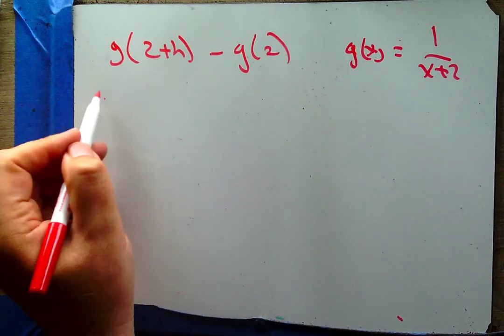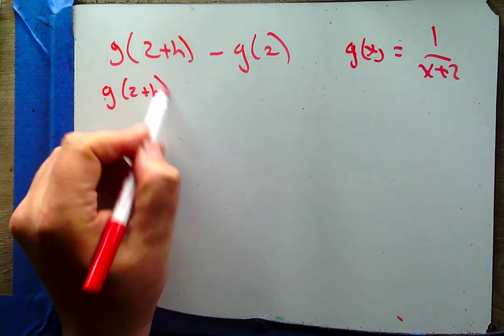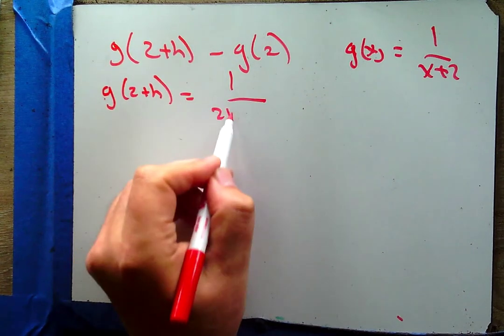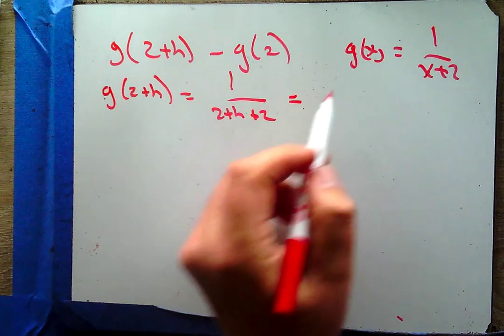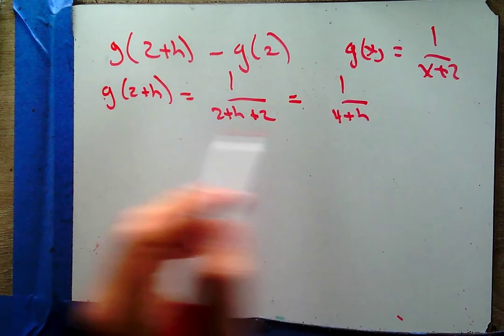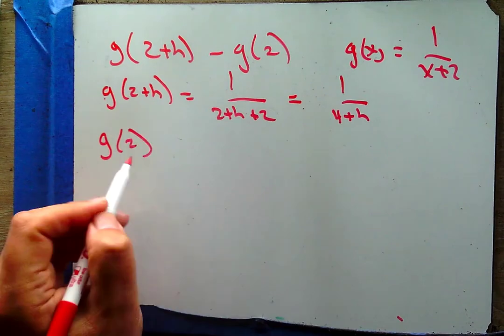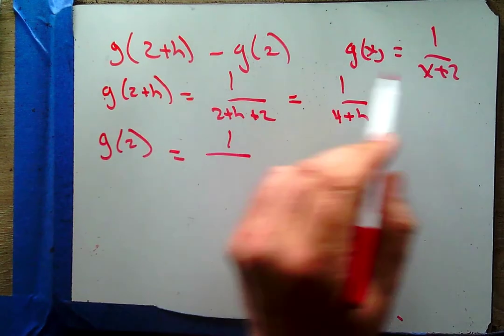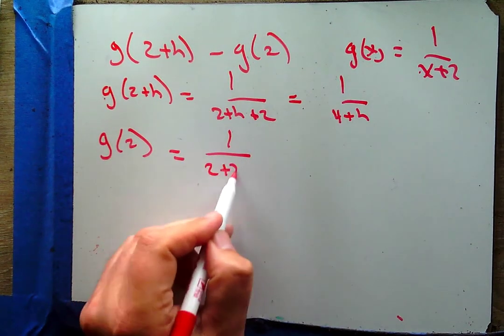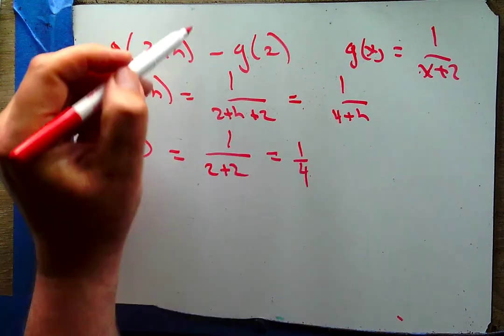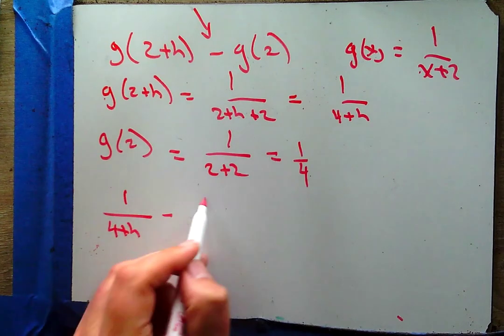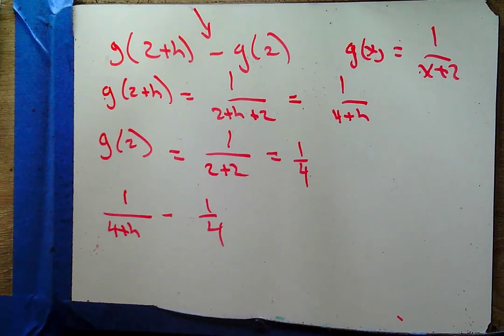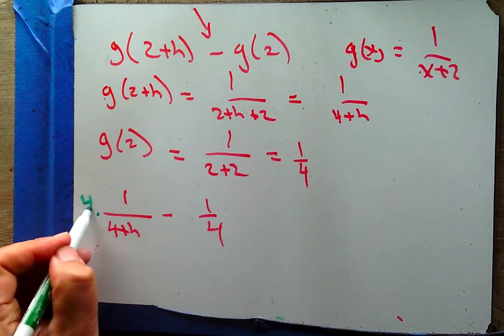1. Okay, so g of 2 plus h is what we get when we plug in 2 plus h for all the x's, and then g of x is 1 over 4 plus h. And to find g of 2, I have to replace all the x's with 2's. 2 plus 2, 1/4. And now you're asking me to subtract. So that's 1 over 4 plus h minus 1 over 4. You know, it's funny because I also remember Mrs. Rowan saying, hey, make a common denominator.